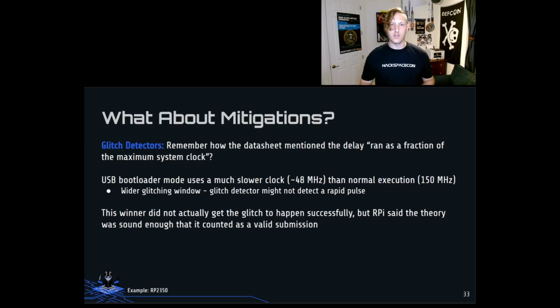And so the glitch detector may not really detect such a rapid pulse because it's now a smaller glitch in the larger window that we have due to the lower clock speed. Now note, the winner didn't actually get this specific glitch to happen successfully at this specific spot, but they were able to demonstrate it in the presence of the glitch detectors elsewhere, and the Raspberry Pi Foundation said the theory was sound enough and it did count as a valid submission.